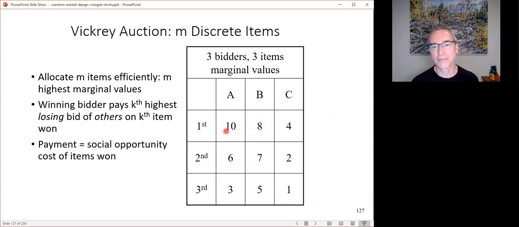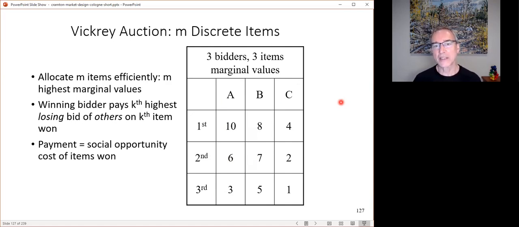So the first item is worth 10 to bidder A, the second item is worth 6, the third item is worth 3, and similarly for bidder B and bidder C. And so now in the Vickrey auction, we need to do 2 things. First, we need to determine who wins what, or in this case, how many, and then we need to do the pricing.